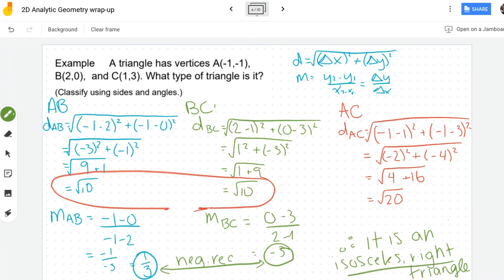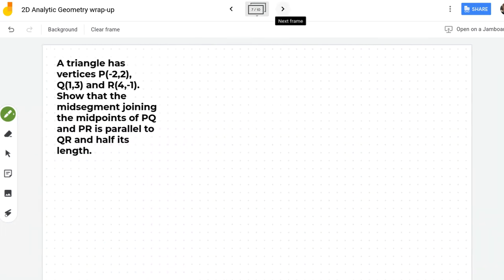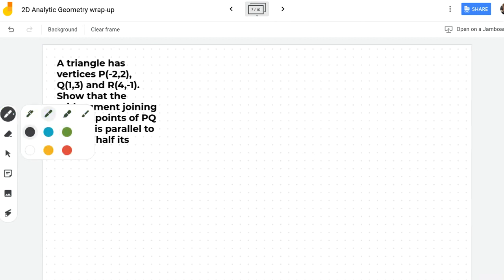Isosceles right triangle. Okay, so that's the first example. The next example says a triangle has vertices P, Q, and R that are given to us. Show that the midsegment joining the midpoints of PQ and PR is parallel to QR and half its length. So this one might be handy to draw a little diagram so we can see what we're talking about here.